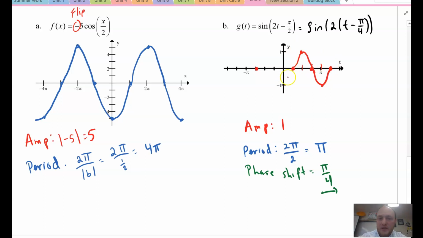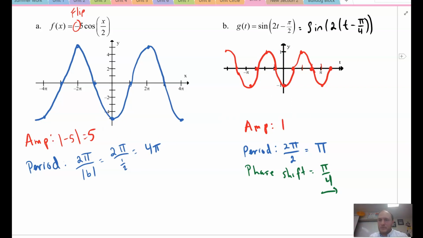All right, and I can repeat this. So down, intercept, max, intercept, min, intercept, max. So that one was really low. Okay, and here is your graph. All right, very, very straightforward.